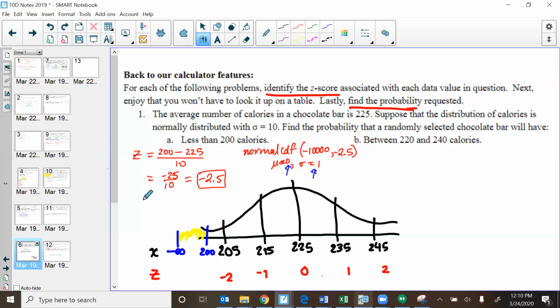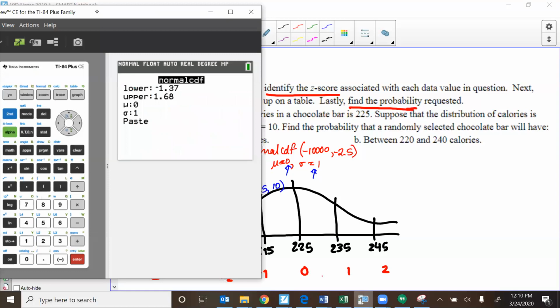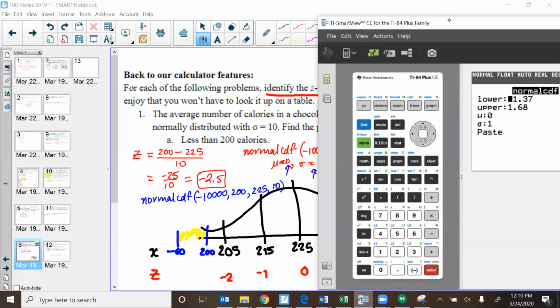So I will go normal CDF. The low is -1 with a bunch of zeros. The high is 200, so now I'm using actual x values. So I'll use the actual mean and the actual standard deviation. And when I put that in my calculator, I'm going to get the same thing either way. So I'll show you on the calculator how that looks. Let's move the calculator over here so we can see what we're doing.